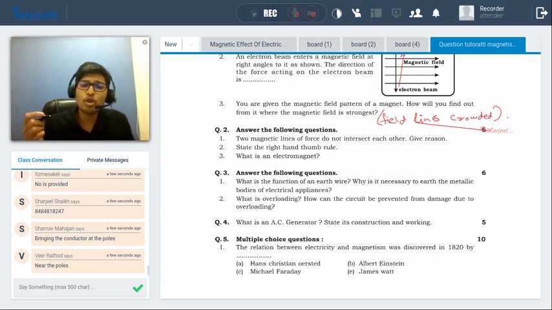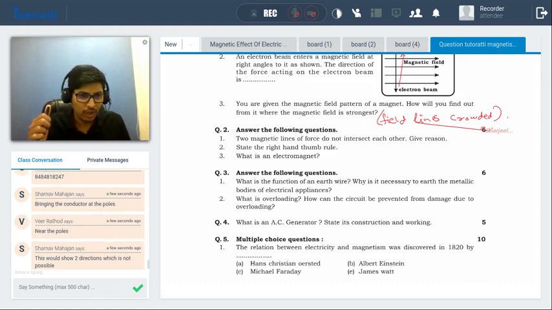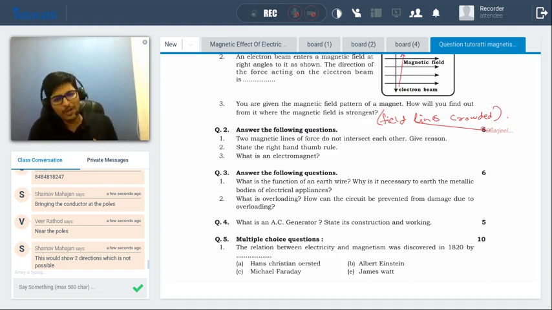Why do two magnetic lines of force not intersect each other? Give reason. Anyone knows this? This would show two directions, which is not possible. Thank you so much, Rana. Perfect answer.